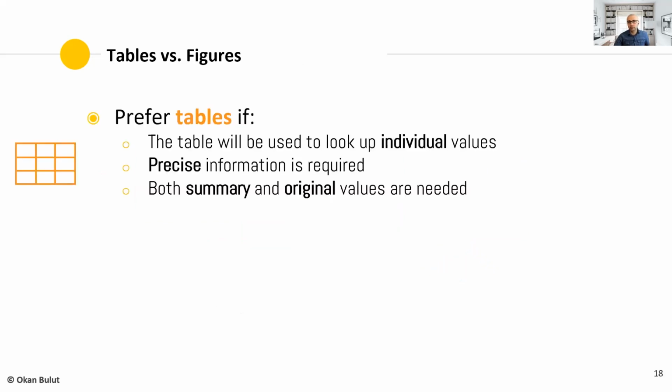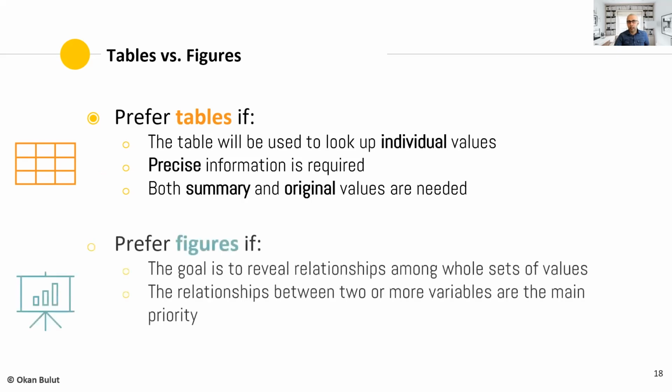Or more easily. So I suggest that you use tables if the table is going to be used to look up individual values. In other words, if people really care about the individual values you got from your survey, in that case, a table is the only way to go. If precise information is required, meaning that people want to know exactly what happened in the survey, tables are useful. And if you are planning to summarize your data, or present the original values together, tables are still good.